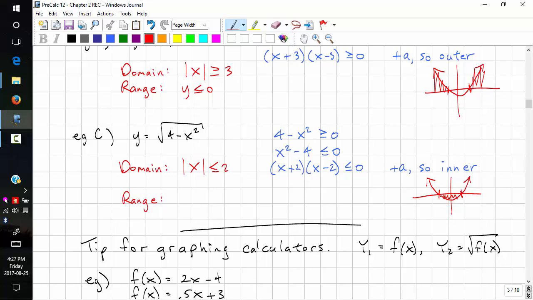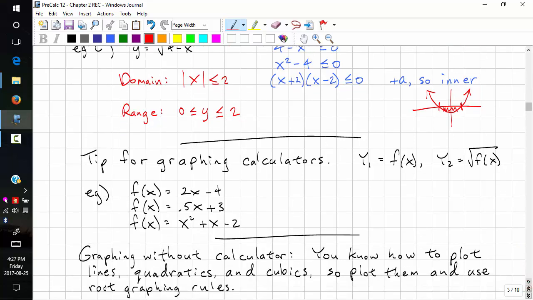So our min or max values are going to occur at these endpoints here. So we plug in 2, we get 0. So 0 is less than or equal to y. It's less than or equal to. Again, the other maximum or minimum is going to occur at the vertex here, so that's 0. If we plug 0 into here, we get square root of 4 minus 0, that's 2.